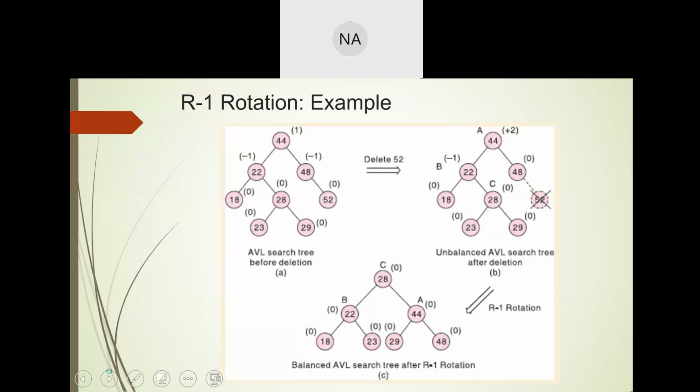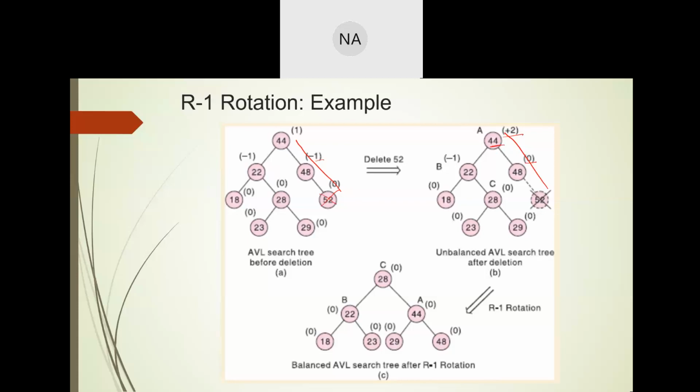Example of R minus 1. So here you delete 52. 52 is in the right subtree of 44, so you identify the path and find the balance factors. Before deleting 52, the balance factor is -1. You delete 52 and then obtain the path and the balance factor of all the nodes on that path. It is 0 for node 48 and +2 for 44. So the closest imbalanced ancestor of deleted node 52 is 44.